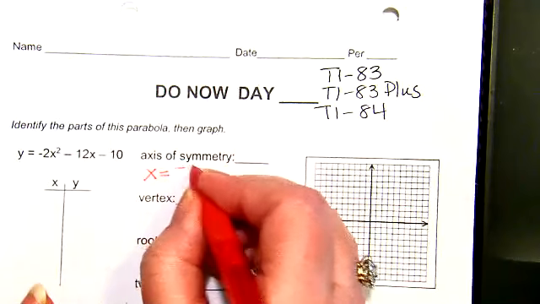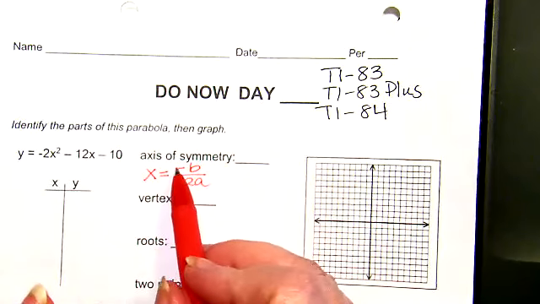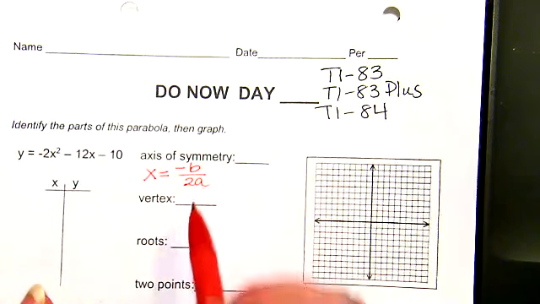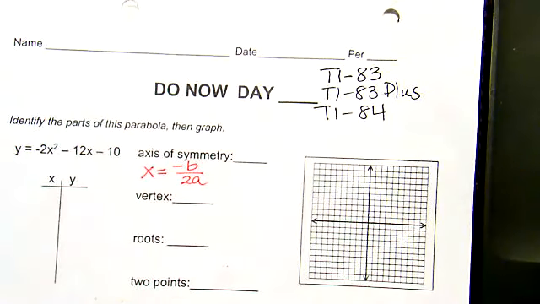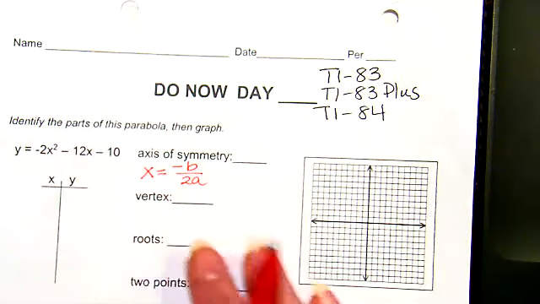And the axis of symmetry comes from this formula, negative b over 2a. And I want you to say that with me 3 times. X equals negative b over 2a. Say it to yourself over and over. Now, what do you mean b and a? So let's talk about this.